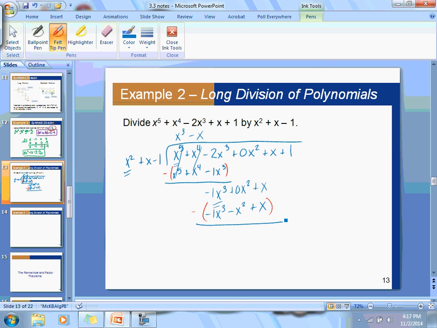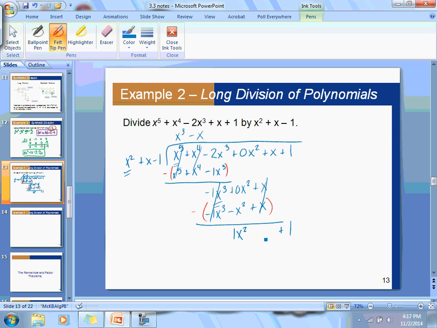Okay, remember to do that so you change those signs. Now my x to the thirds are going to cancel. I have 0 plus 1x squared, so I get my 1x squared. And then my x minus x, oh, those cancel. Nice. So then I'm going to bring down my plus 1.